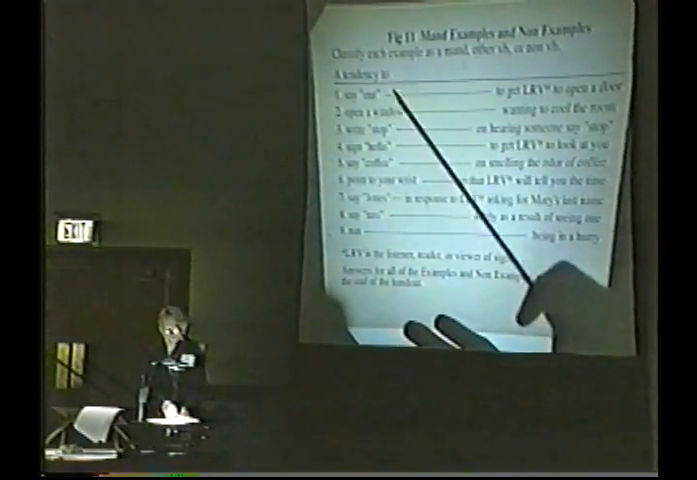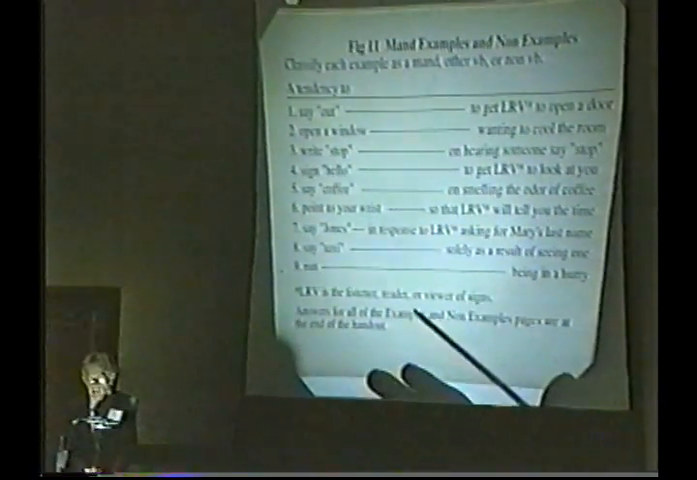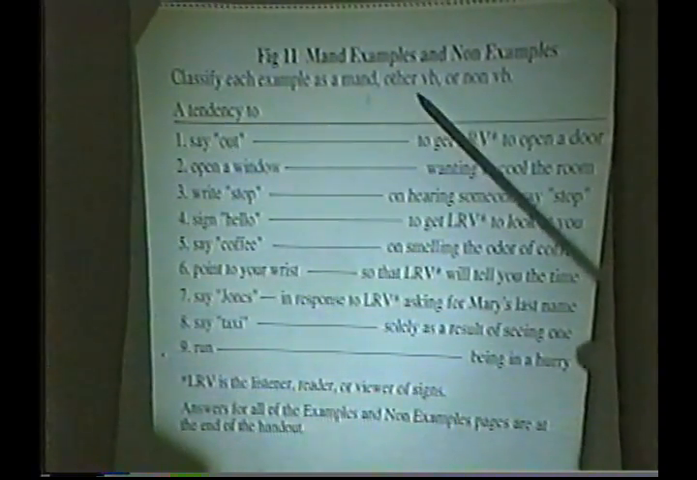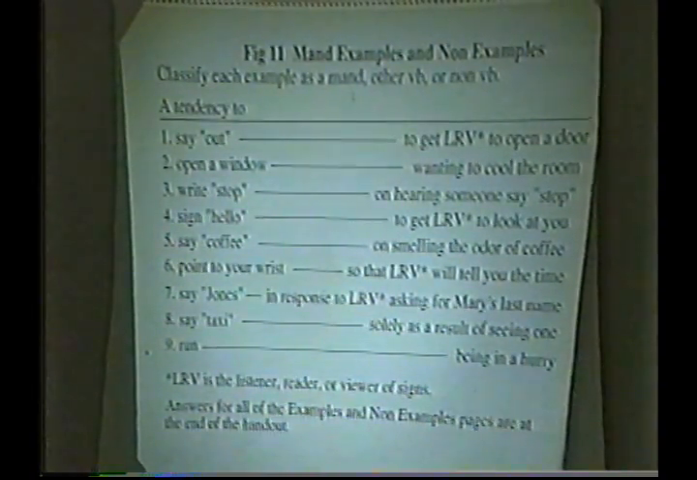The person says out in order to get the listener, the reader, the viewer of signs, the person says out in order to get the person to open a door. Now you have to classify this as a mand, other verbal behavior, or nonverbal behavior. It's quite clear that the language to get somebody to do something implies what somebody wants. So that's clearly a mand. You say out to get someone to open a door, that's a mand.